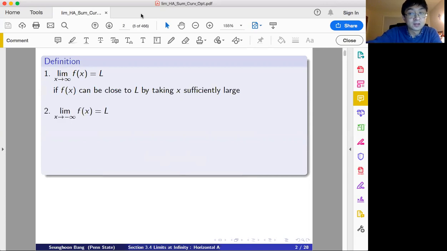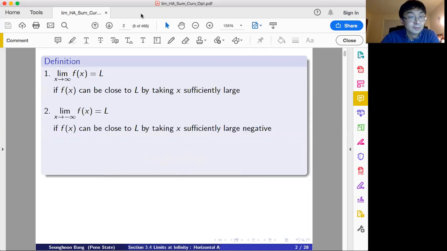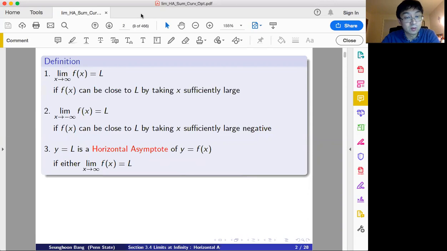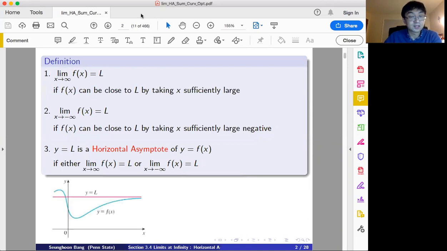The limit of f of x as x approaches negative infinity equal to L if f of x can be close to L by taking x sufficiently large negative. y equals L is a horizontal asymptote of y equals f of x if either the limit of f of x as x approaches infinity equals L or the limit of f of x as x approaches negative infinity equals L. This is the definition of horizontal asymptote.